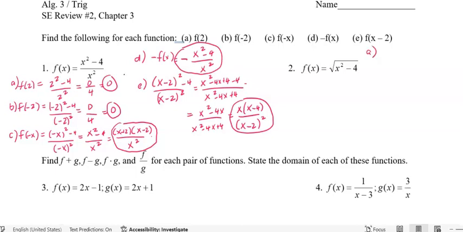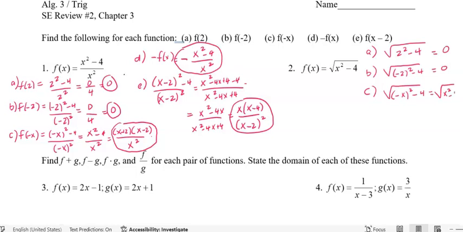All right, so for number 2, letter A, the f of 2 is the square root of 2 squared minus 4, which is the square root of 0, which is 0. Letter B is the square root of negative 2 squared minus 4, and that's going to give us the same result. That's 4 minus 4, square root of 0, which is 0. Letter C, f of negative x. So we put negative x in place of x, and that's going to be the square root of x squared minus 4.